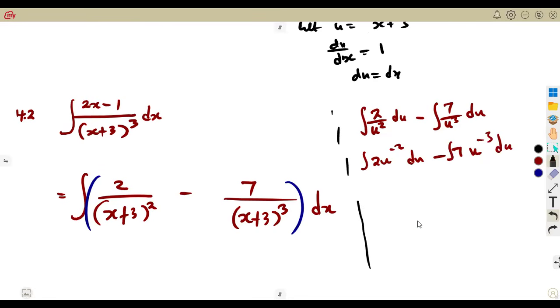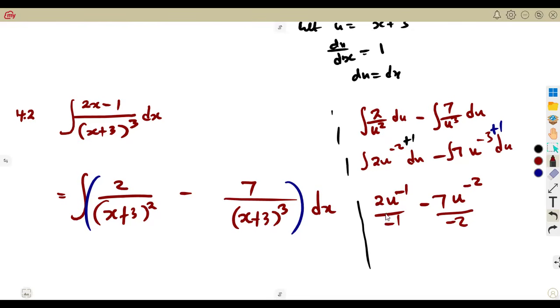Remember, I want to integrate. For integration, we just add 1 on the exponent. So it was going to be 2u to the exponent of what? If we add 1 to minus 2, we get minus 1, and we divide by the new exponent. Minus 7, we do the same thing here. We add 1. So what are we going to have? u to the exponent of minus 2 over the new exponent, which is minus 2.